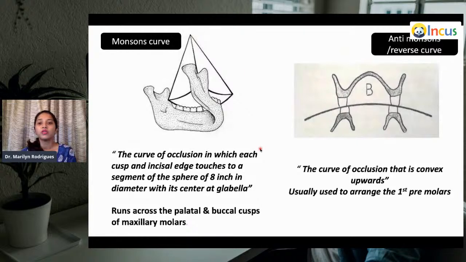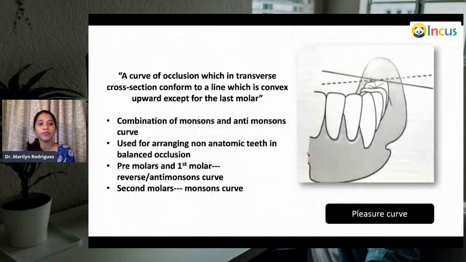Now the anti-Monson or the reverse curve is the opposite of your Monson curve. It is usually used to arrange the first premolars.